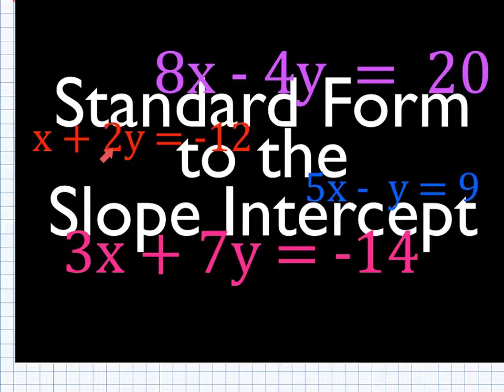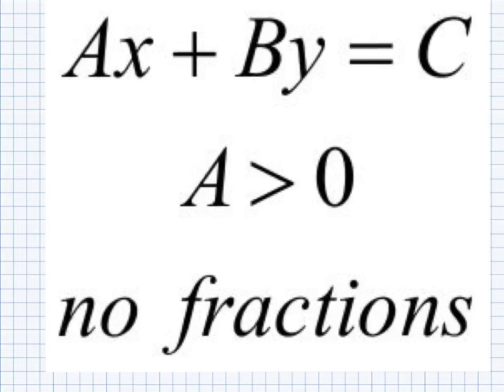This is just showing you the standard form is with the x and y on one side of the equal sign and a number on the right side. And so here's what I said before: ax plus by equals c. A has to be greater than 0, at least the a. And you cannot use fractions in a standard form.